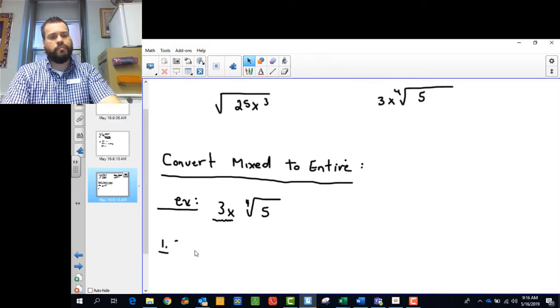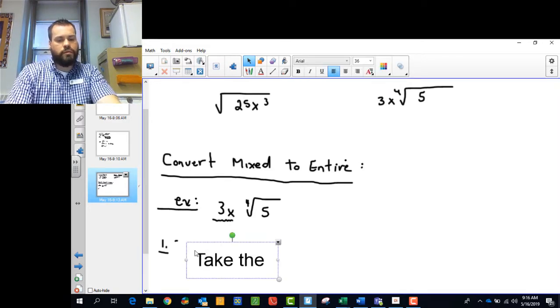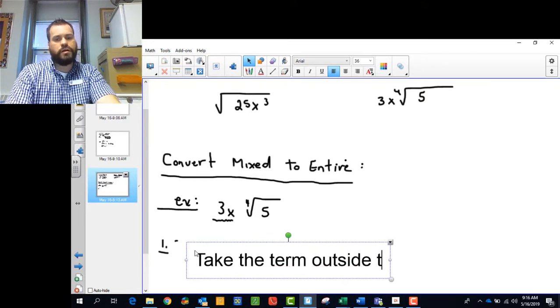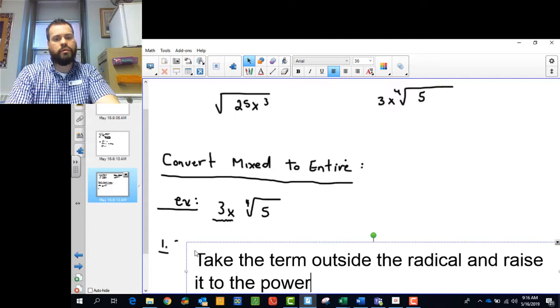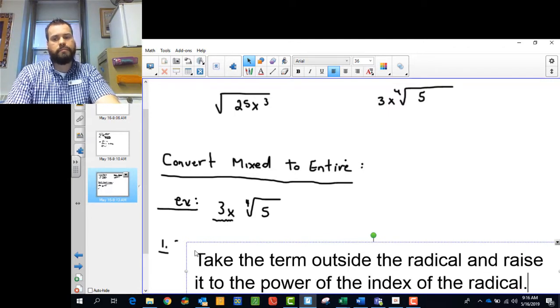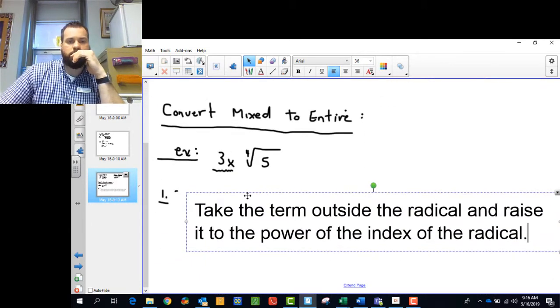So we'll take the number that is outside, or the term, it's not necessarily just a number, so we'll say take the term outside the radical and raise it to the power of the index of the radicand, or the radical, okay? So what does that mean?